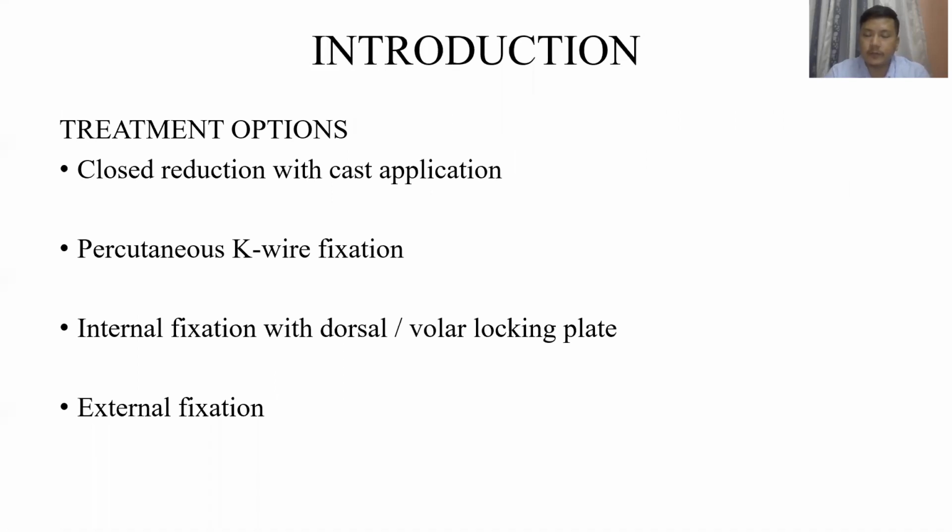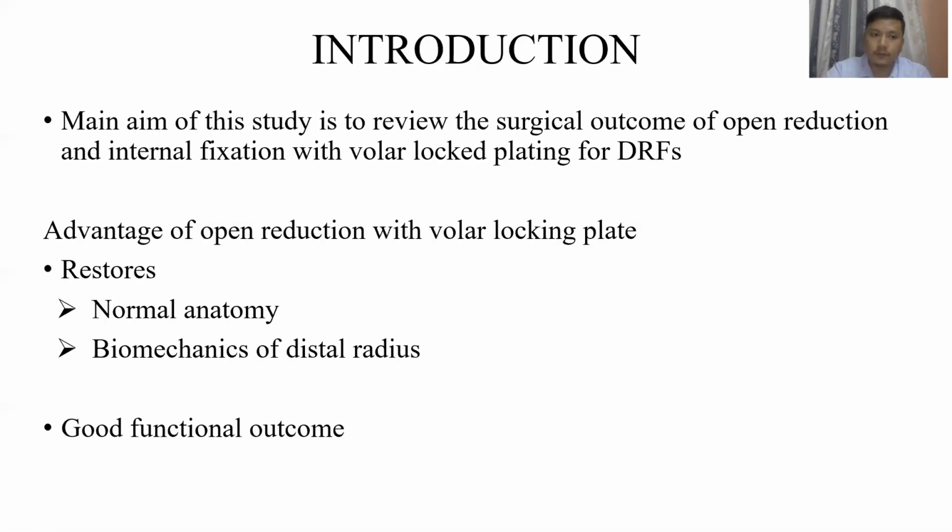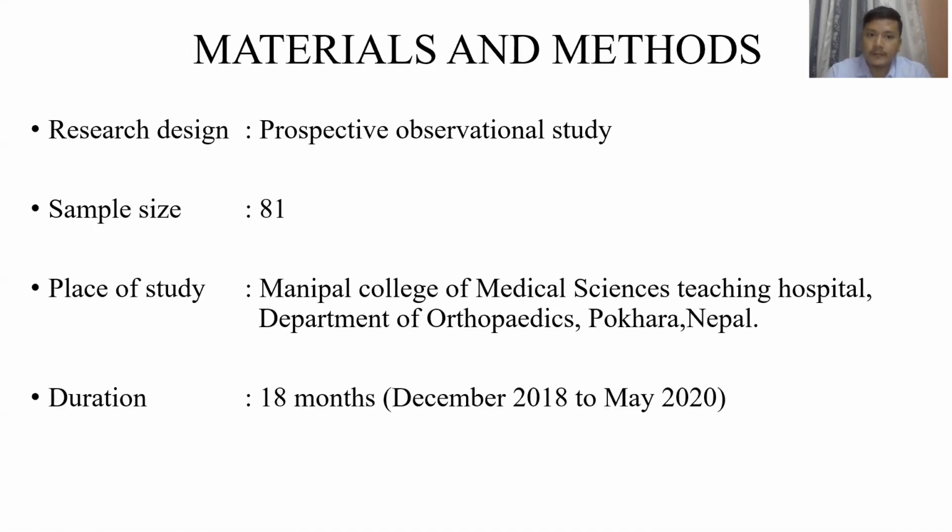There are various treatment options: closed reduction with cast application, percutaneous K-wire fixation, internal fixation with dorsal or volar locking plating, and external fixation. The main aim of this study is to review the surgical outcome of open reduction and internal fixation with volar locking plating for distal radius fractures. Advantages of open reduction with volar locking plating are to restore normal anatomy and biomechanics of the distal radius, and good functional outcome. This is a prospective observational study.